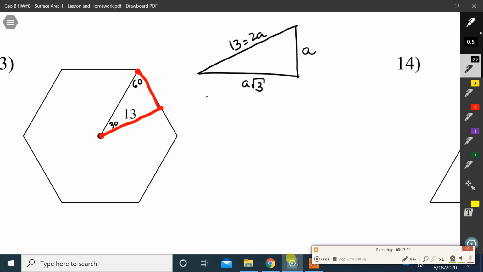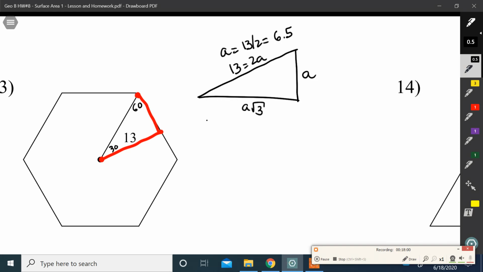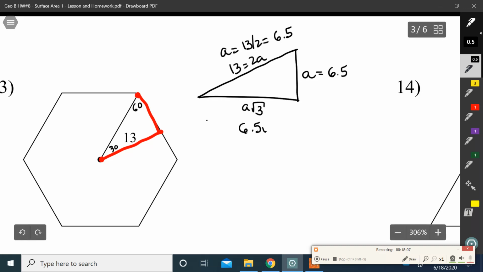So if 2a is equal to 13, that means that a is equal to 13 over 2, or I'm just going to use a decimal. 13 divided by 2 is 6.5. So this right here is 6.5. The a, that's what I mean. So a is going to be 6.5. And that means that this right here is 6.5 square root of 3.